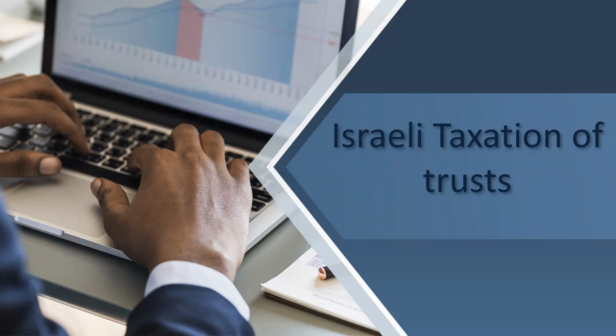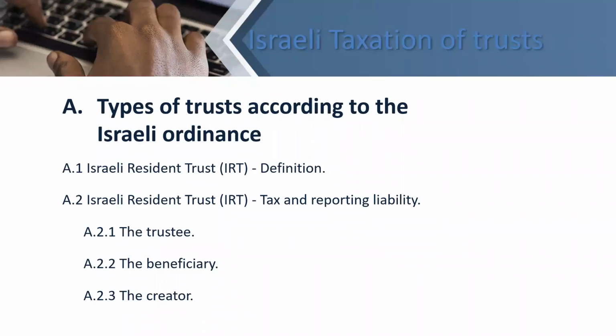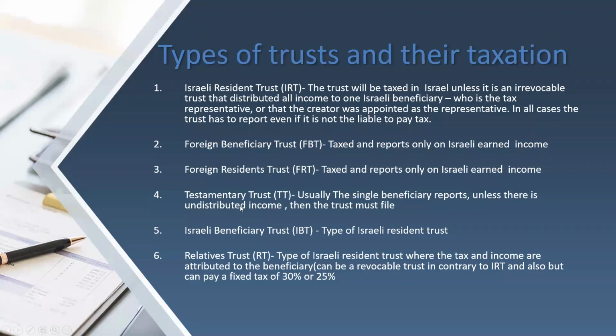So today I'm going to talk about Israeli taxation of trusts. Mainly, I'm going to talk about Israeli resident trust. The table of contents is: first, I'm going to cover very briefly the types of trust according to the Israeli ordinance. And then I will cover the Israeli resident trust, which is actually the most common trust. And I will talk about the tax reporting liability of the trustee, the beneficiary, and the creator. So, types of trusts in Israel and their taxation.